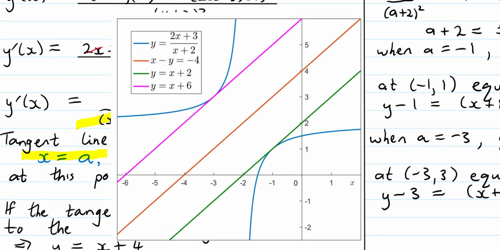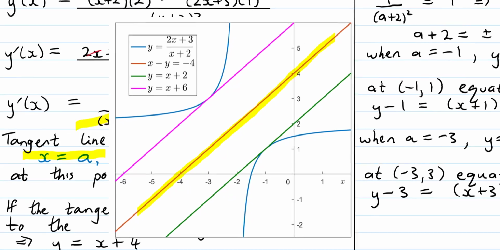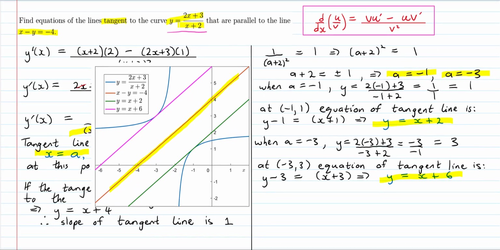We can see we've got the curve in blue here, and the line x minus y equals minus 4 in the middle, and then our tangent lines. The tangent line y equals x plus 6 is in magenta, and that was when a was equal to negative 3, and the tangent line y equals x plus 2 is in green, and that was when a was equal to negative 1. We can see in the graph that the tangent lines definitely look parallel to the line x minus y equals minus 4. Okay, so that finishes off this question.